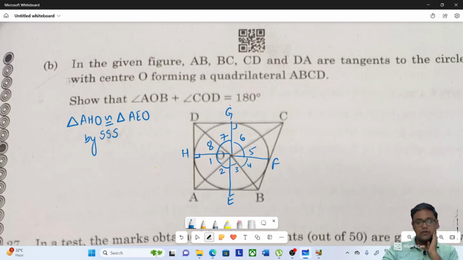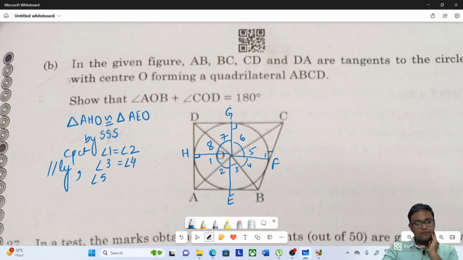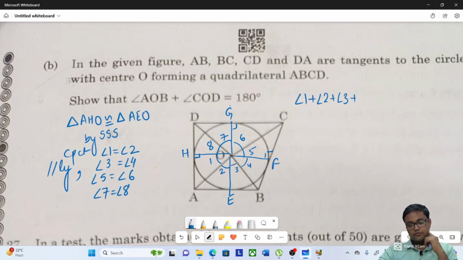All these angles were of 90 degrees each. So, by CPCT, angle 1 is equal to angle 2. Similarly, I can say that angle 3 is equal to angle 4, angle 5 is equal to angle 6 and angle 7 is equal to angle 8. And if I add all the angles, children, I know that the sum of these 8 angles will give you 360 degrees, because angles around a point add up to give you 360 degrees, right.